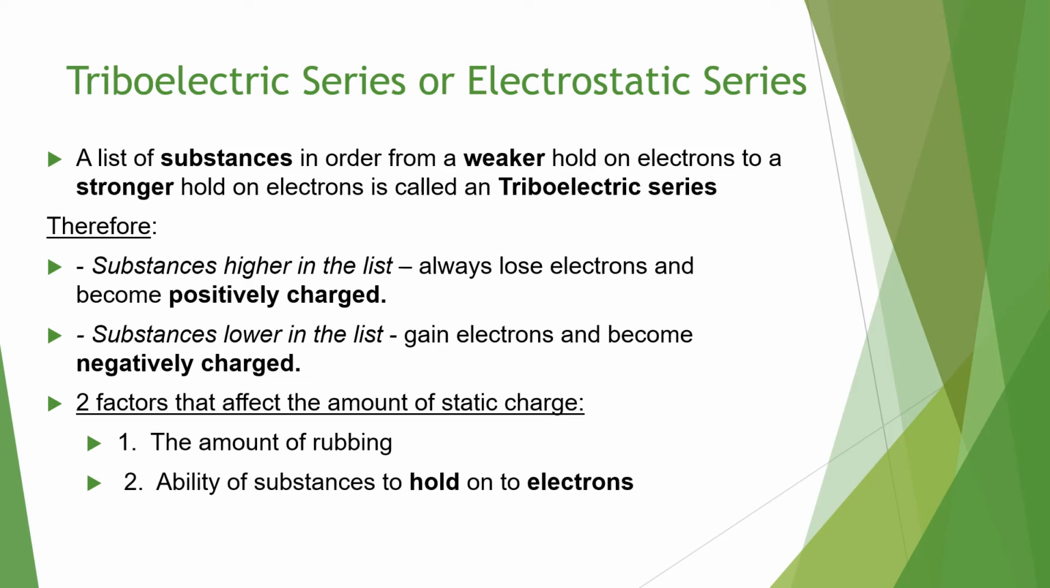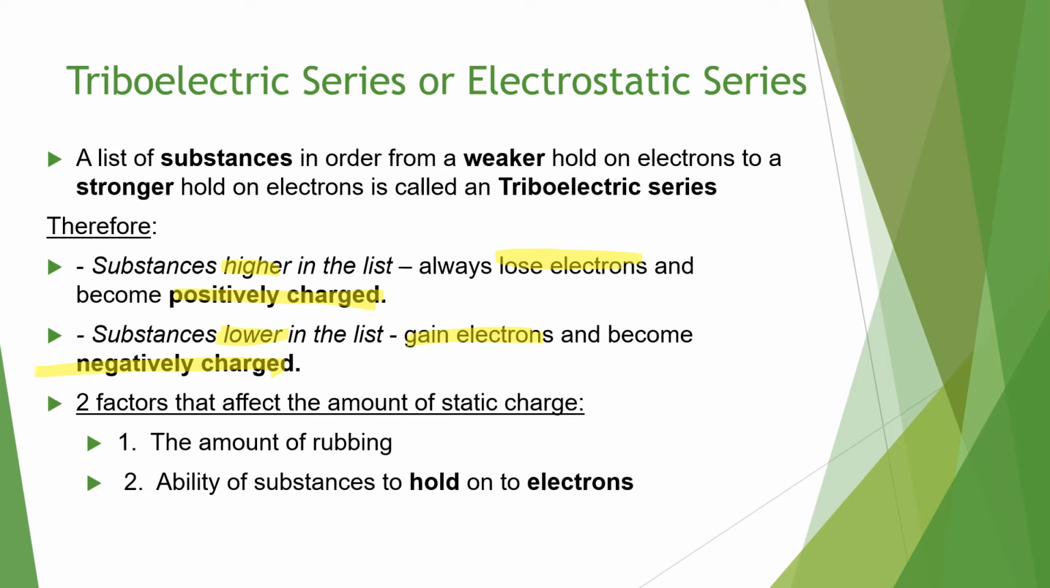Okay, so triboelectric series or electrostatic series, these are interchangeable. This is a list of substances in order from a weaker hold on electrons to a stronger hold on electrons. Therefore, substances higher in the list always lose electrons to become positively charged. Okay, so losing electrons to become positively charged. And substances lower on the list gain electrons to become negatively charged.